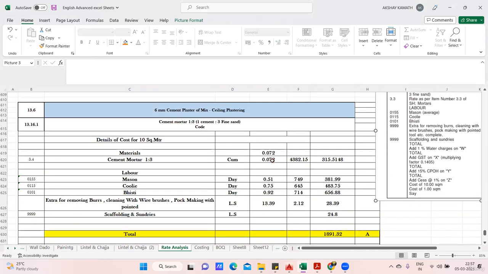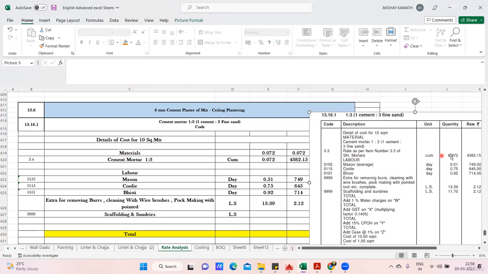So here first we'll start with this 0.072. How is it coming? Again, it's the same thing. What you do for 10 square meter, and it's a 6 mm plastering, so it will be 0.006. So it comes out to be 0.06, but I got 0.072. The reason is that for a 6 mm plastering, they allow you almost 20% wastage. So you multiply this by 1.2, that is 20%. So you'll get 0.072, and that is what you can see here, 0.072.